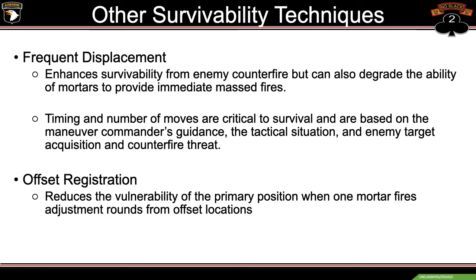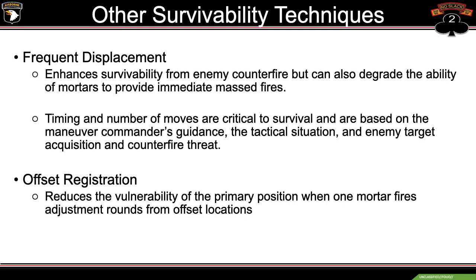So offset registration is basically taking 2 gun and being able to move them. They get a call for fire. They can shoot while the platoon is in a different position, following on data. As soon as they get the call for fire, or their fire for effect, 2 gun would then displace, and then the mortar platoon would shoot the fire for effect and then displace.